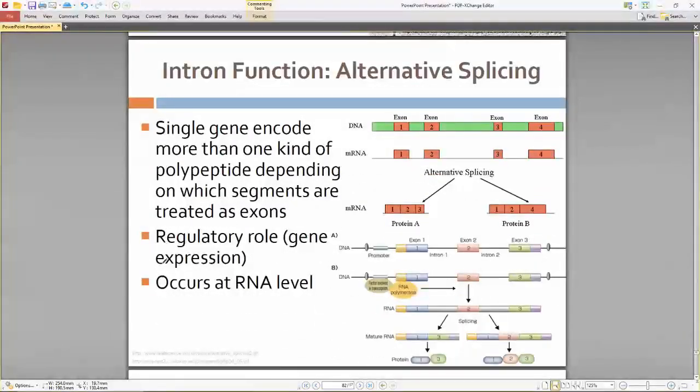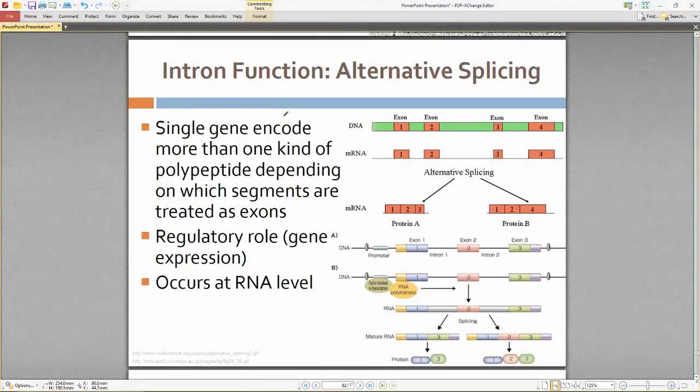All right, so why do introns exist if we're just going to cut them out? Why go through all the work of transcribing them in the first place? The best way to describe why introns exist is alternative splicing. Alternative splicing allows one gene to code for more than one protein. So how does that happen?